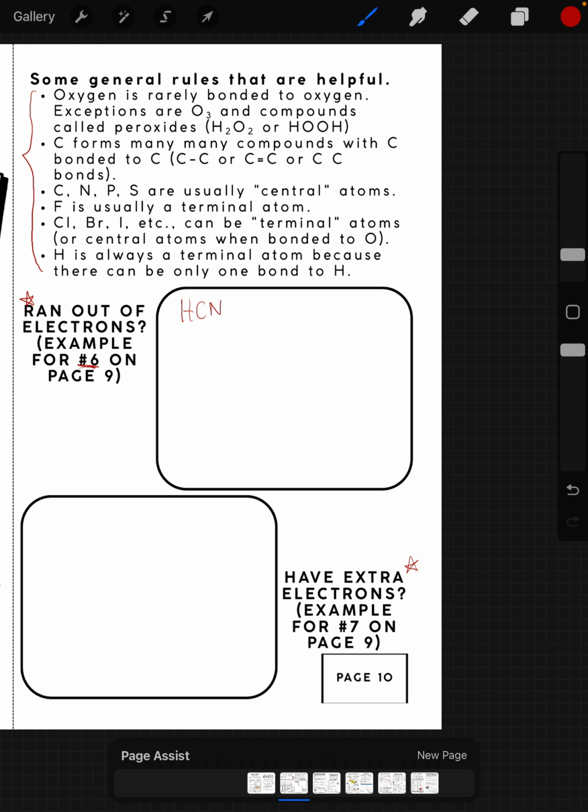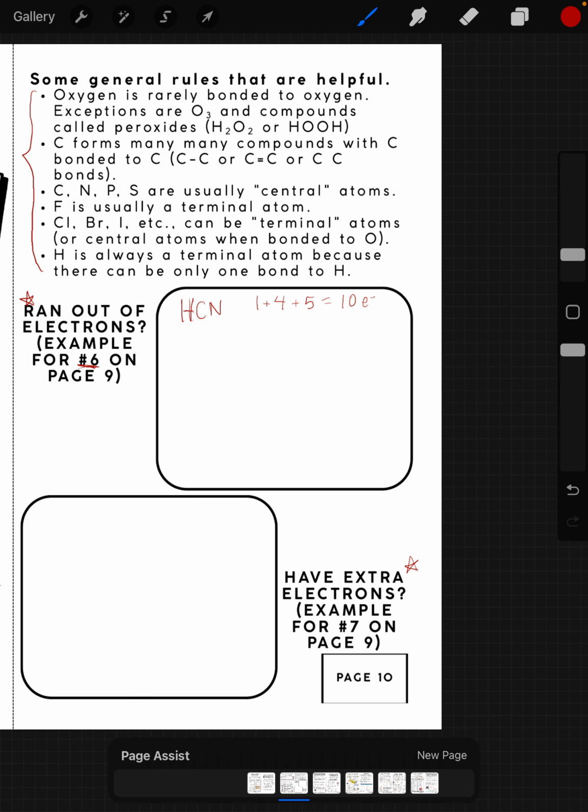Let's just start following that process for drawing a Lewis structure. So I'm going to count how many total valence electrons I have. I know that hydrogen has 1. I know that carbon has 4, and that nitrogen has 5. And when I add them all up, I get 10 electrons.